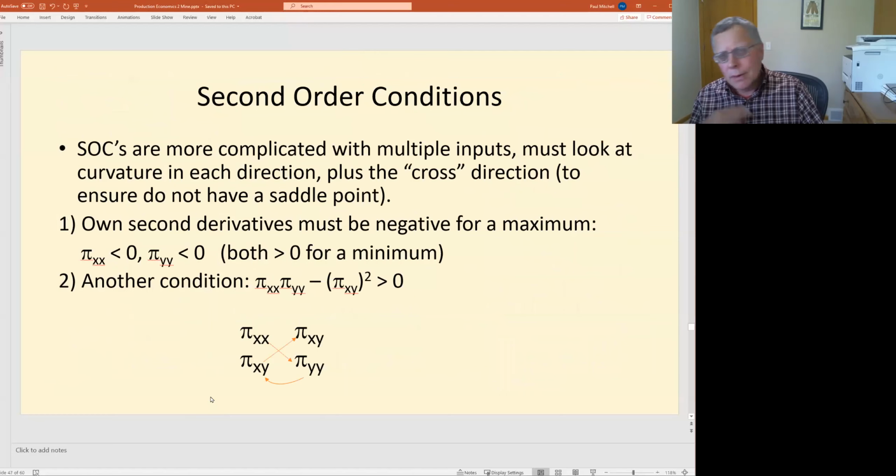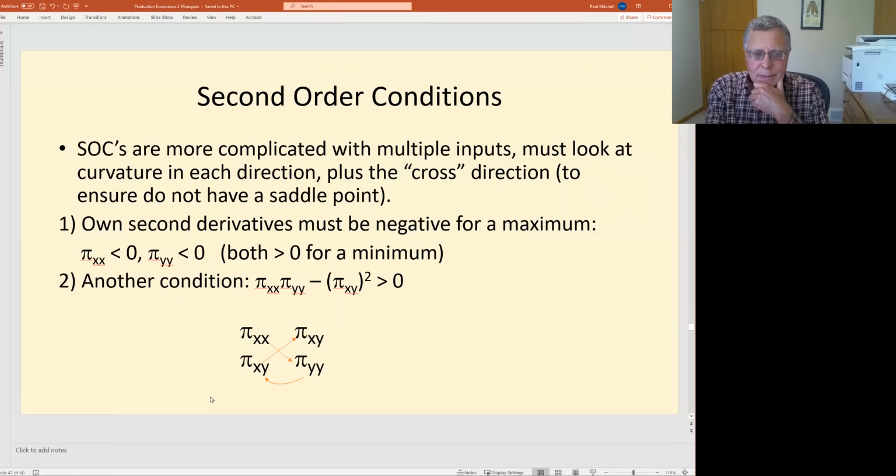But before we go there, we got to talk about the second order condition. Now, in these two input cases, the second order condition gets a lot more complicated. You have to look at the curvature in both the x and the y direction, plus you have this cross direction to make sure you don't have a saddle point where the saddle is curved this way and then this way on the horse, whichever way, forward and back it's curved this way, right and left it's curved this way. There's a spot in the middle where the slope is 0, but it's neither a maximum nor a minimum.